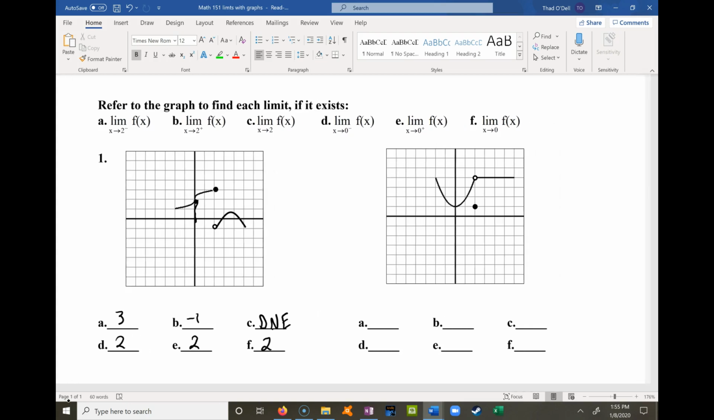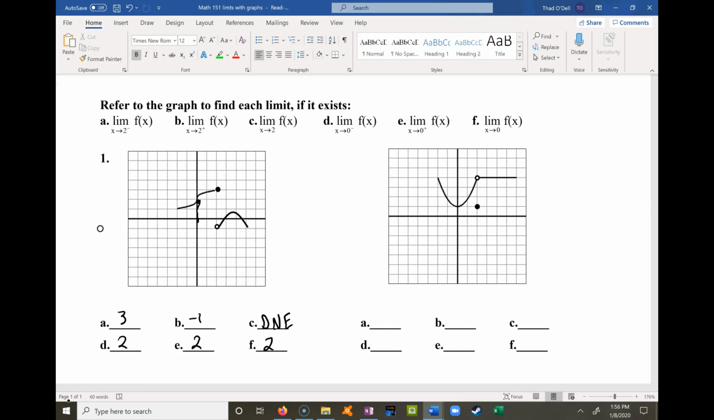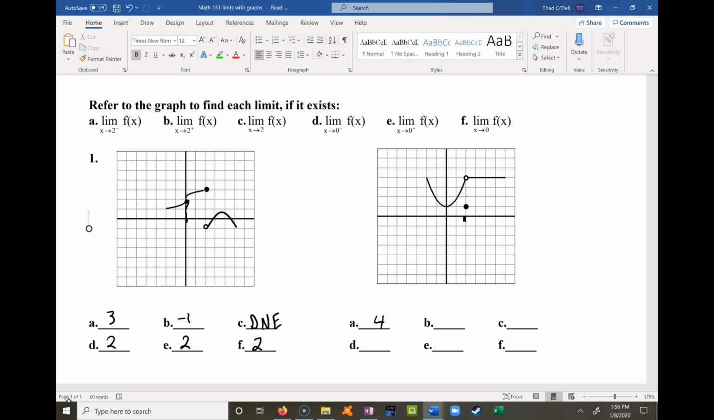Okay, let's look at, I guess this is the second part of number 1. So part A, we're approaching 2 from the left side. So here's 2 right here. As we approach 2 from the left side, it looks like it's headed towards 1, 2, 3, 4. As we approach 2 from the right side, it's sitting on 4. So we would say 4. And once again, they agree. So that means the answer would be 4 if we approach 0 from both sides at the same time.